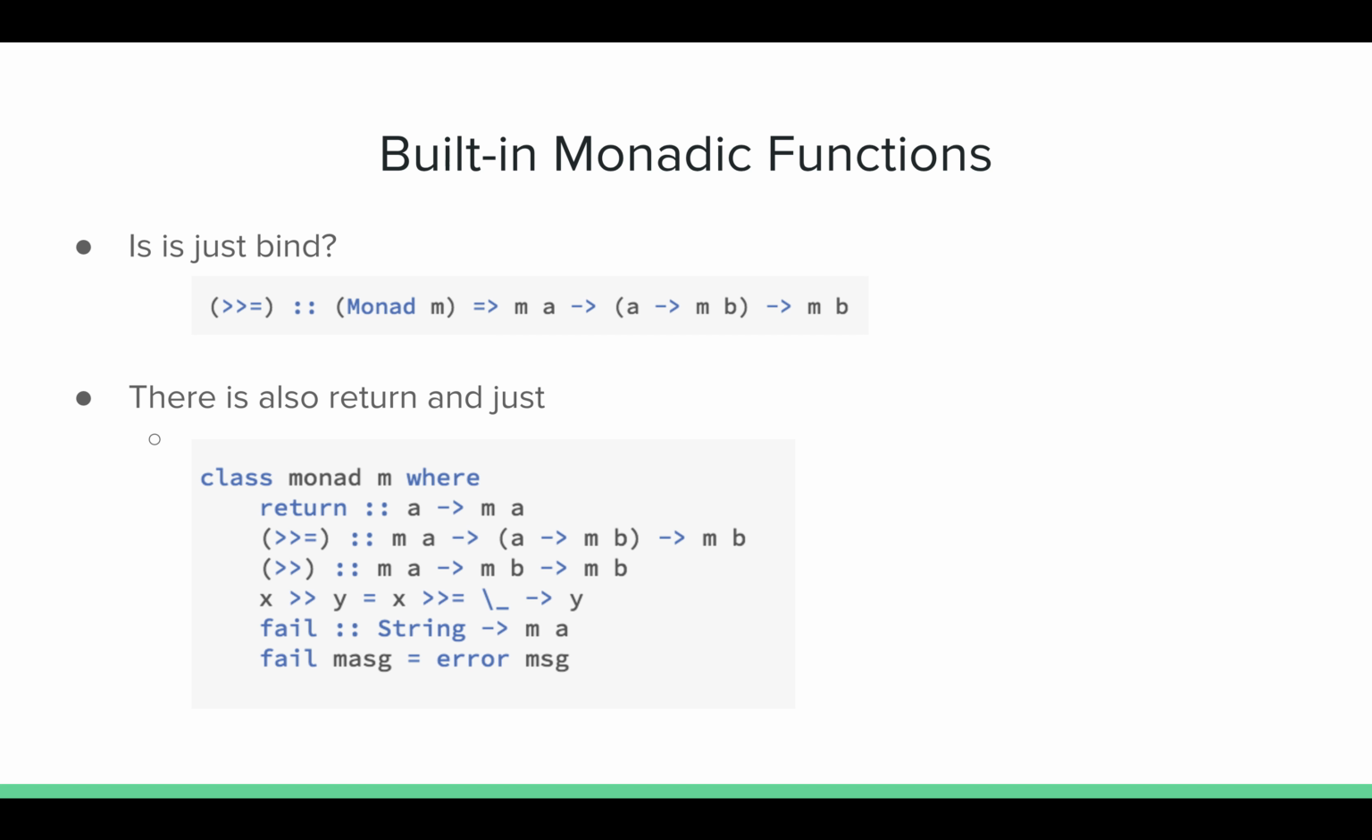Return, on the other hand, is pure for monads instead of for applicatives. It takes a non-monadic value, like an integer, and wraps it up and outputs it as a monad. The just function pulls the value out of a monad. It lets you look inside the box, so to speak, to see what's there.